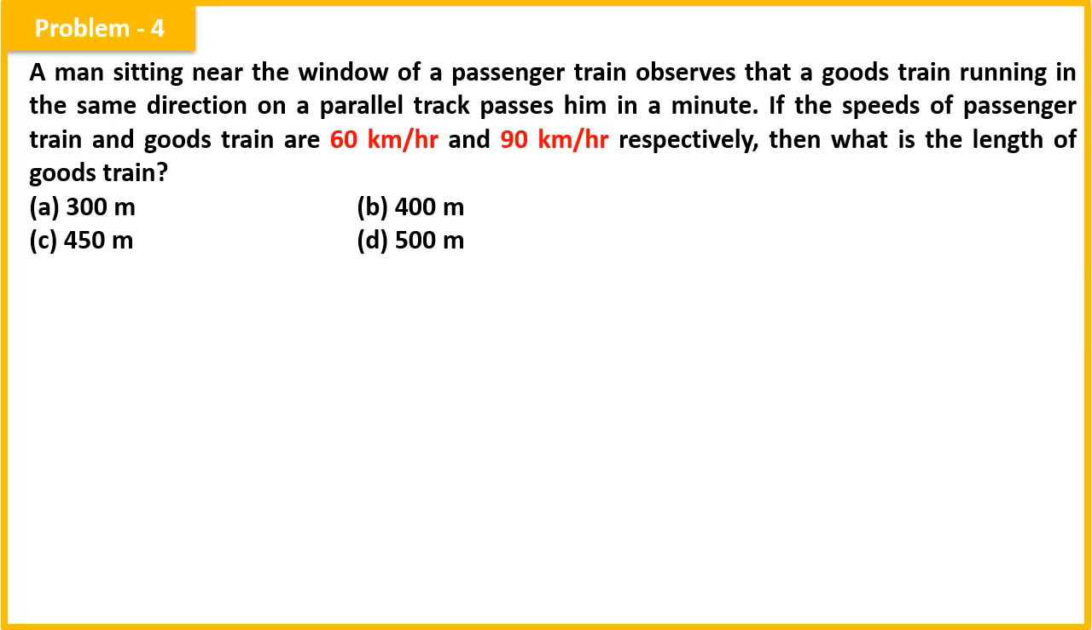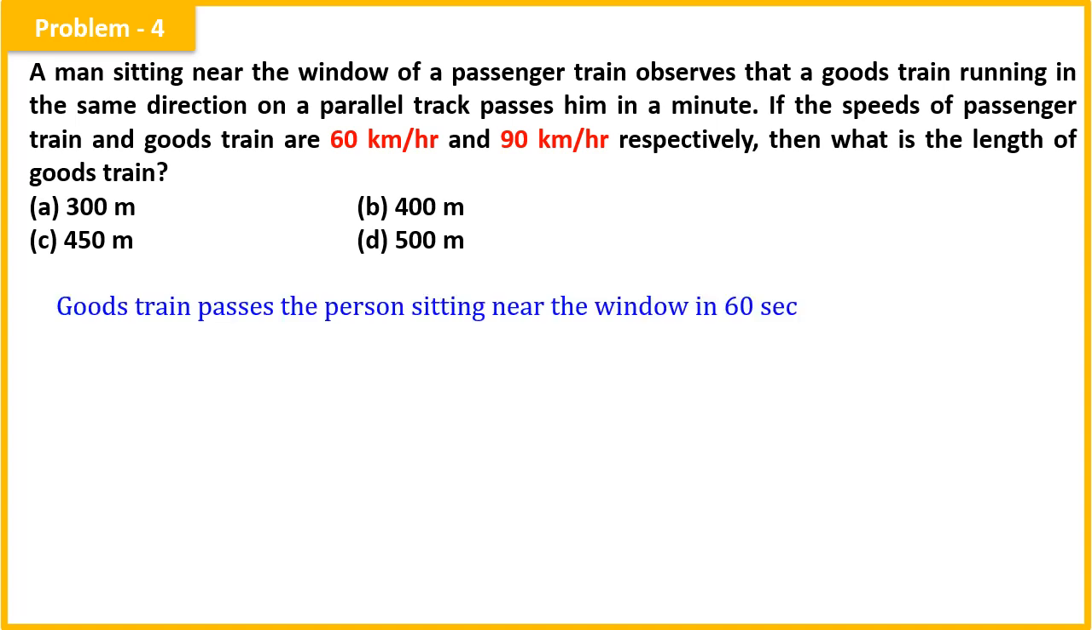Problem number 4. A man sitting near the window of a passenger train observes that a goods train running in the same direction on the parallel track passes him in a minute. If the speed of passenger train and goods train are 60 km per hour and 90 km per hour respectively, then what is the length of the goods train? You can pause the video and try this question on the paper, and once you have solved it, you can look for the solution.